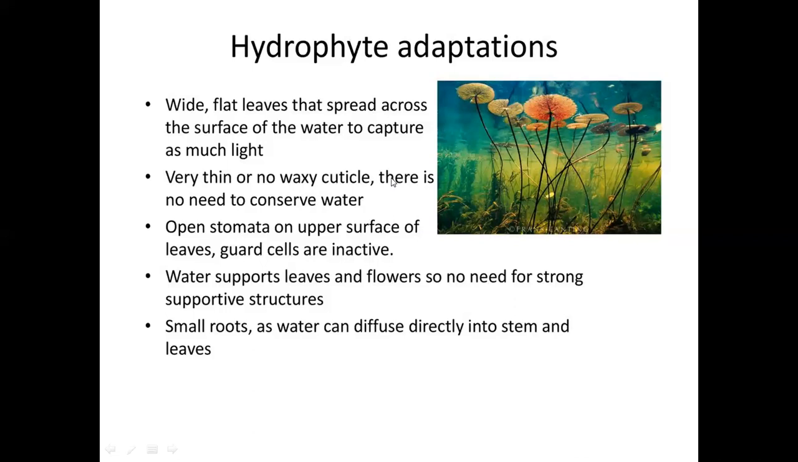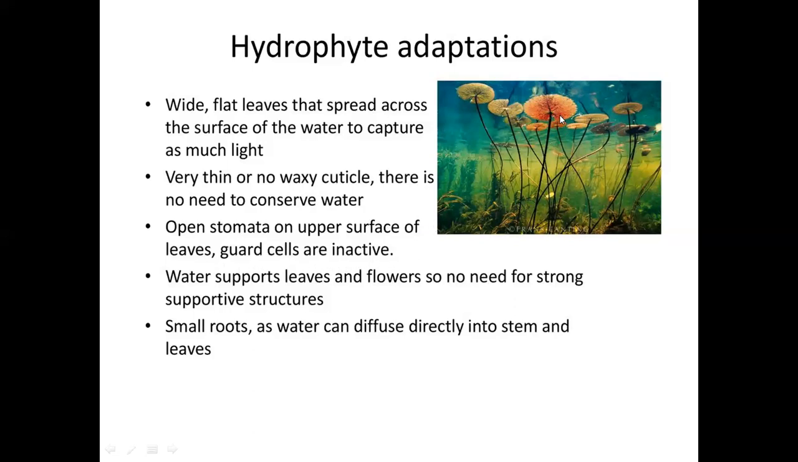The purpose of the cuticle is to prevent transpiration, to prevent the evaporation of the water from the plants. So here, as there is no need of the cuticle, as they are within the water, usually there is a very thin layer of waxy cuticle, and open stomata on the upper surface of leaves, and guard cells are inactive.